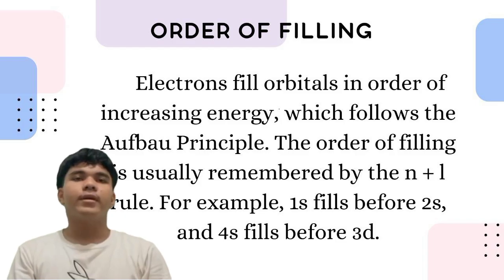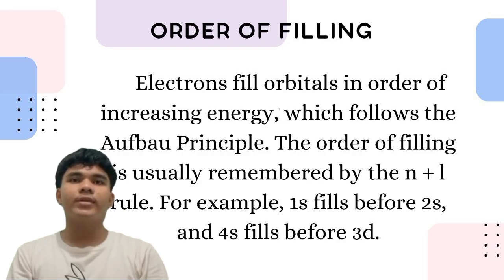Order of filling. Electrons fill orbitals in order of increasing energy, which follows the Aufbau principle. The order of filling is usually remembered by the n+l rule. For example, 1s fills before 2s and 4s fills before 3d.